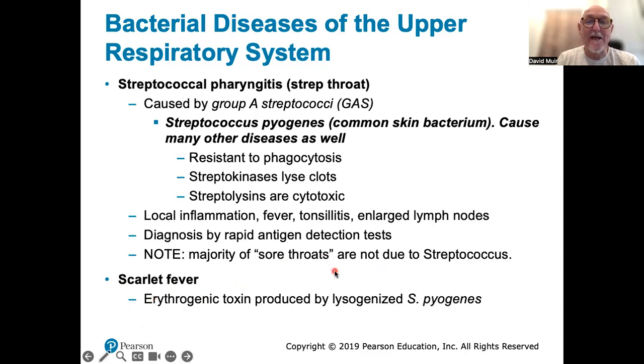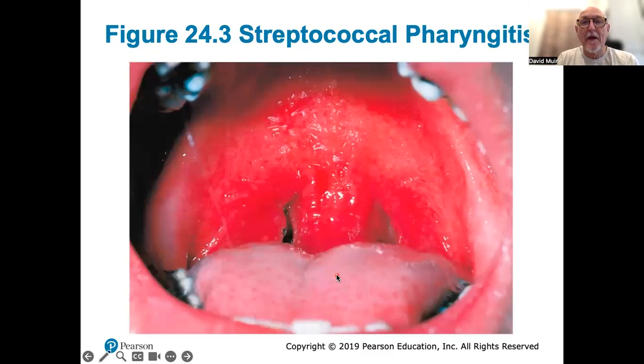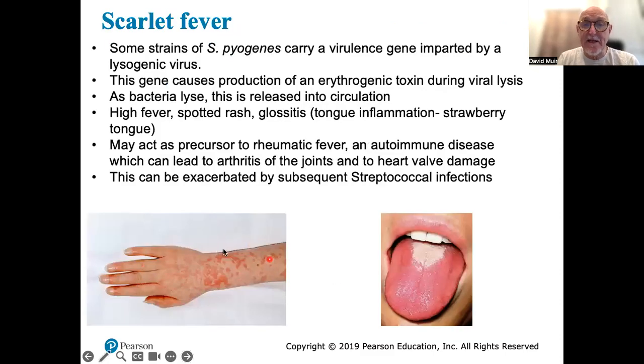This toxin is erythrogenic. It causes reddening of the skin. And so this here is a condition called scarlet fever. Scarlet fever produces this kind of mottled red sign on the skin, hence its name. And the release of these toxins is usually either because the bacterial cell has just died, or because the virus has entered into a lytic phase and has caused the lysis of the cells.